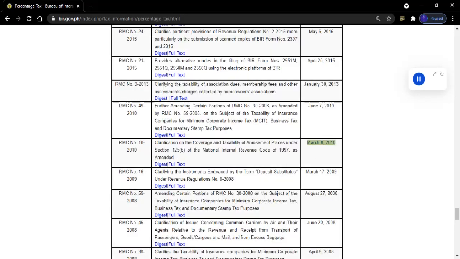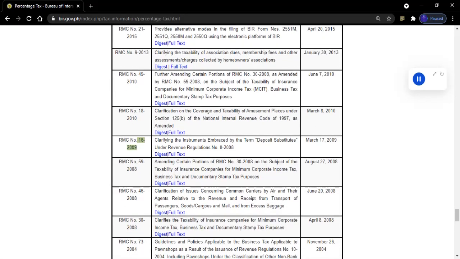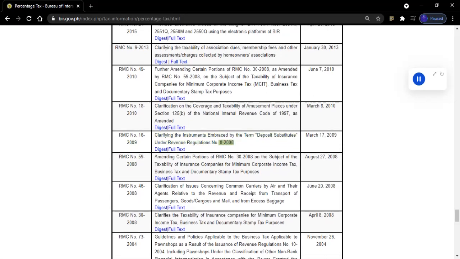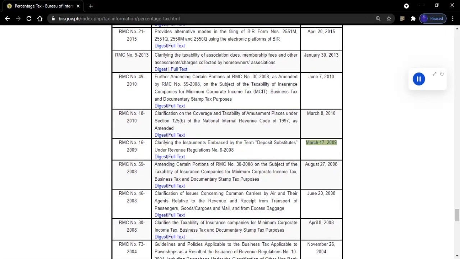March 8, 2010. RMC No. 16-2009. Clarifying the instruments embraced by the term deposit substitutes under Revenue Regulations No. 8-2008. Digest. Full text. March 17, 2009.